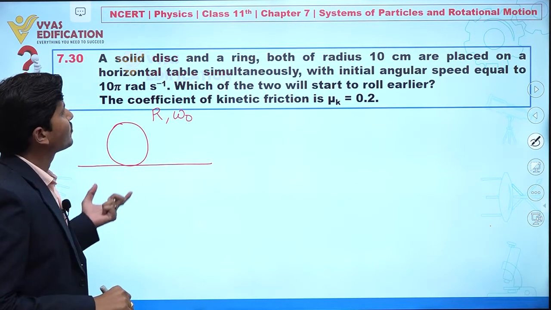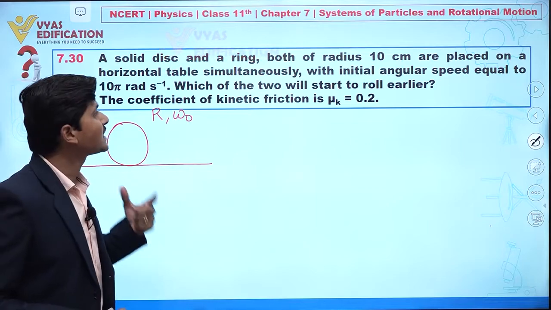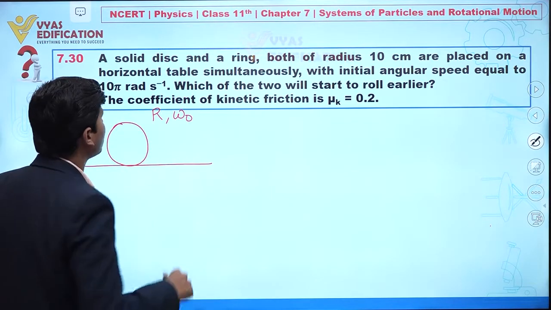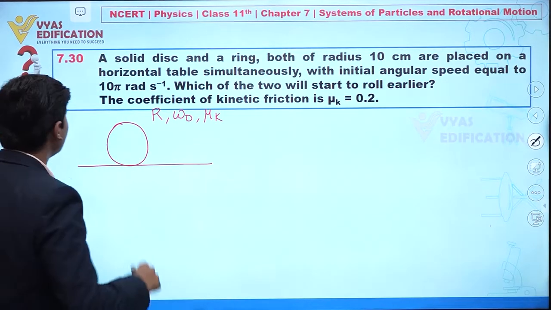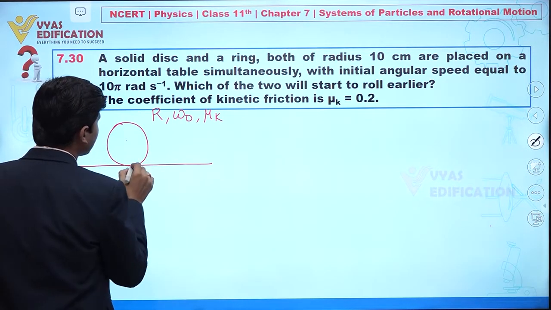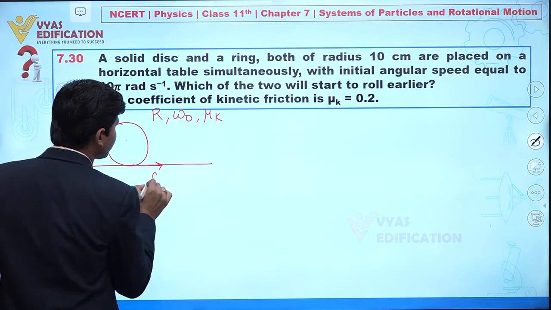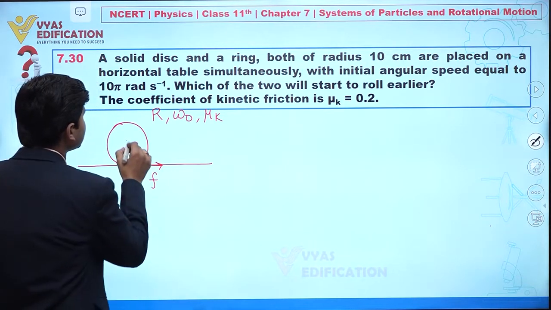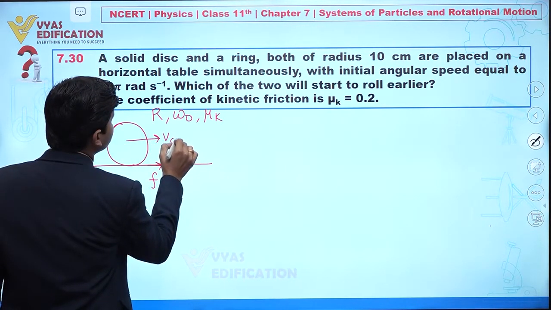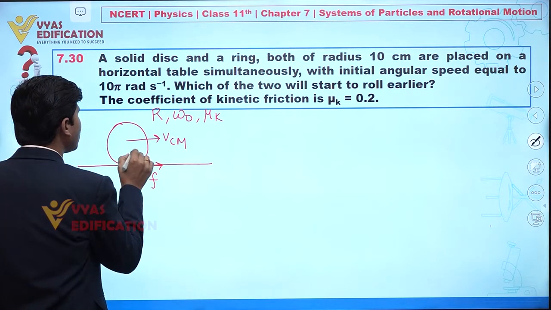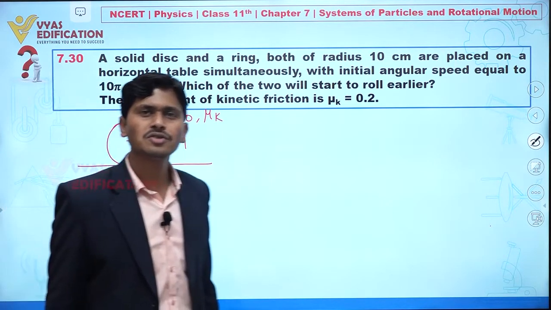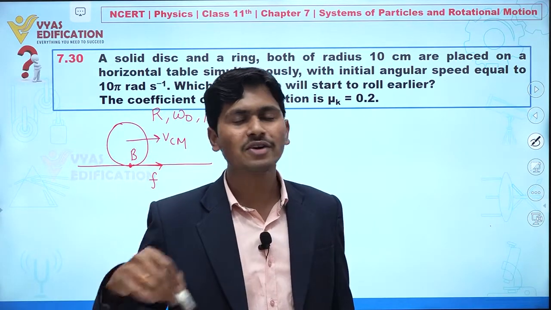Okay, and which of the two will start earlier? Clear? And the coefficient of kinetic friction is also given. Okay, now concentrate on the screen. And let's suppose we are talking about the pure rolling condition. Clear? So let's suppose this is V center of mass. And if I am talking about pure rolling condition, at point B, V center of mass should be equal to R omega.